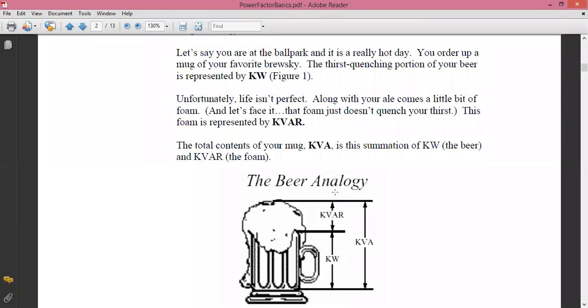The foam present on the beer mug is basically the kVAR, that is the reactive power. It cannot be used to quench your thirst, but it is a part of the total. And when you add the active power and the reactive power, that means the liquid present in the beer mug as well as the foam present in the beer, the total so obtained is called your kVA power, isn't it? So you can say that kVA power is basically the summation of your kW power and your kVAR power.